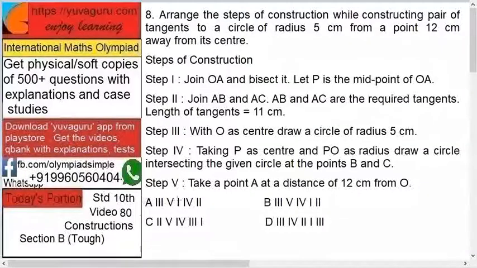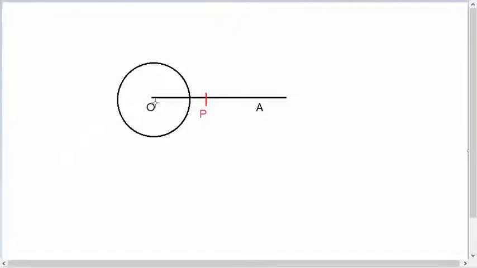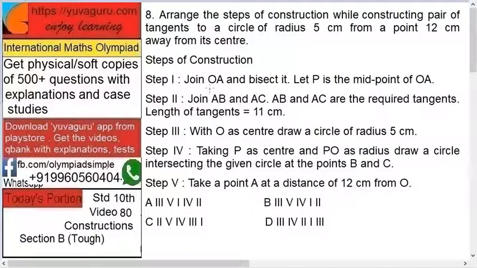Okay, so third, fifth. Now next is first or fourth. That's what the problem is. So after taking this point A, what should be the next step? The next step should be to bisect OA and draw a circle, so that we get two cutting points. So check which has a bisection. Join OA and bisect it first.